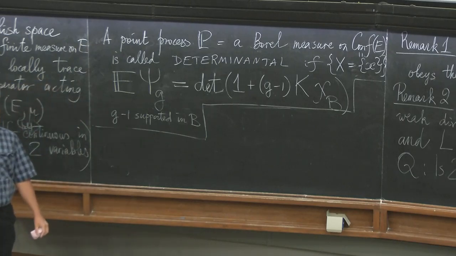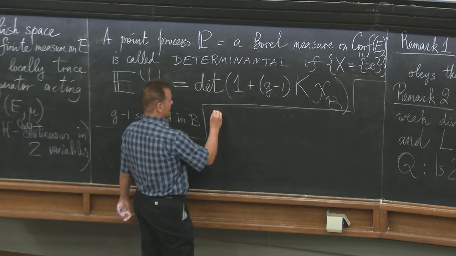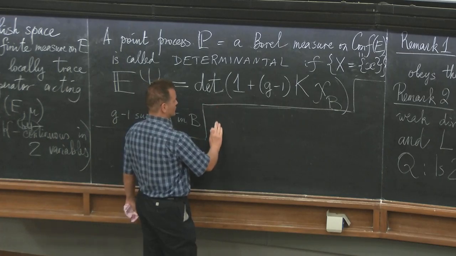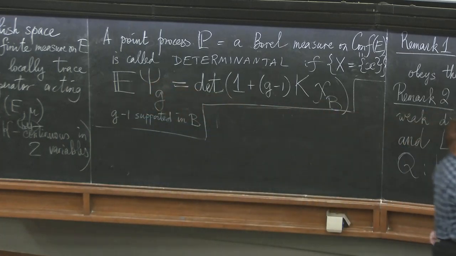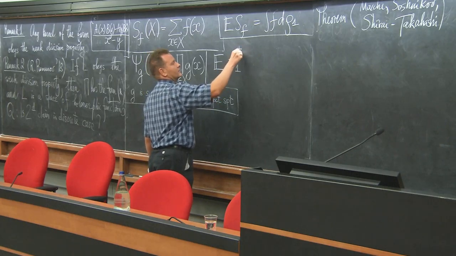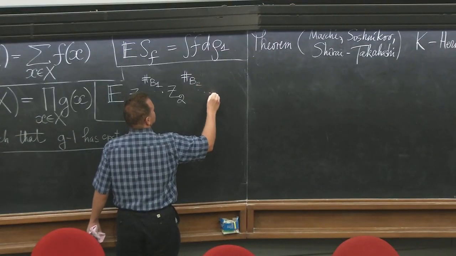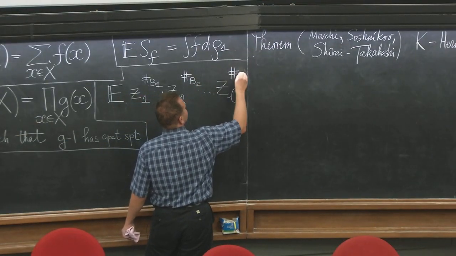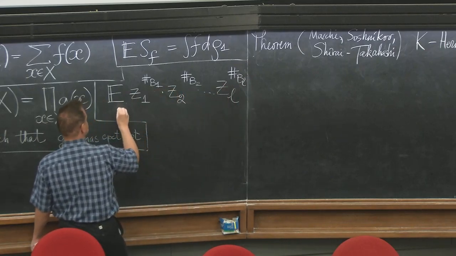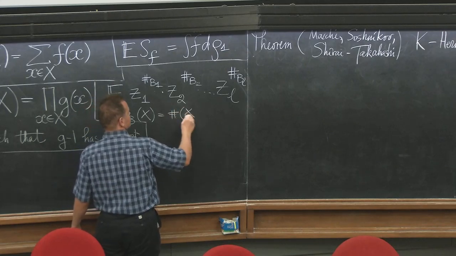The advantage of this definition is that it is clear that such a process is unique. There is no question that such a process is unique, because in fact, why do values of multiplicative functionals determine a point process uniquely? It is because the following quantity is a multiplicative functional: z1 to the power hash b1 times through zl to the power hash bl, where hash b of a configuration x is just the cardinality of the intersection of x and b.